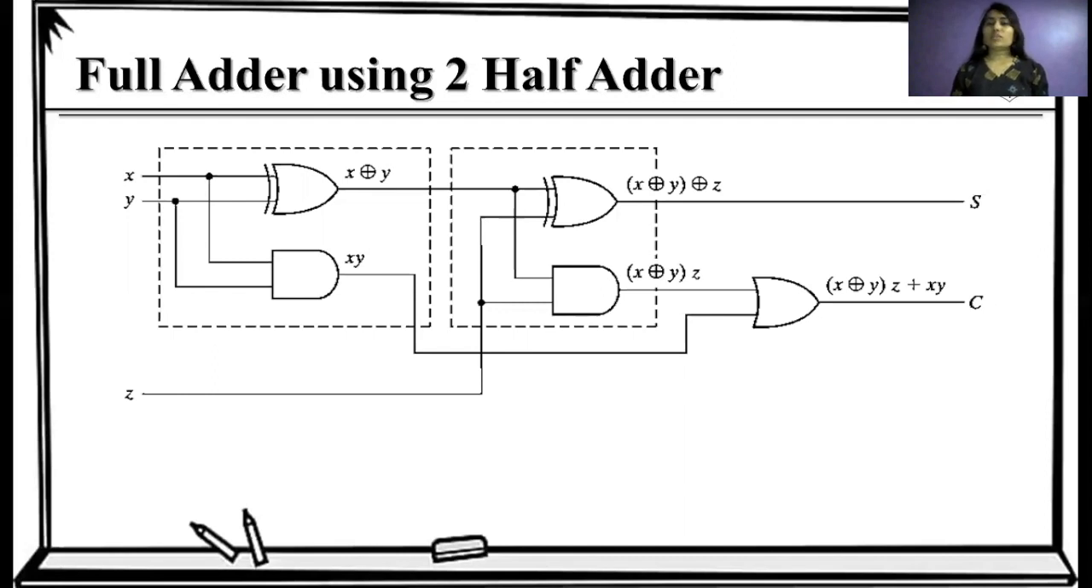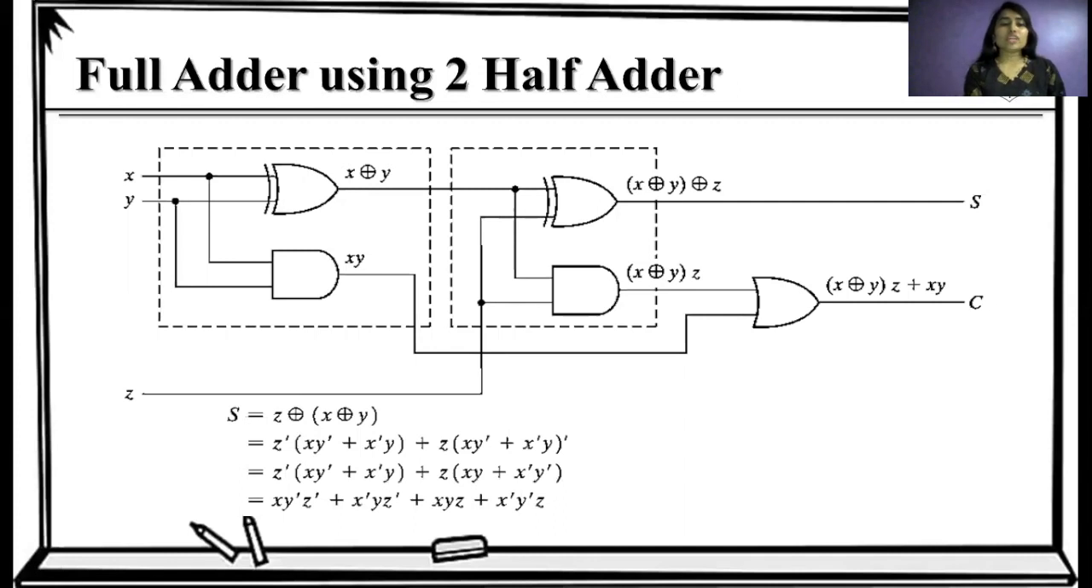Now here we implement this full adder using two half adders. So for sum, we have two terms, and here we use two XOR circuits. But for carry, we have to use this AND gate. So how can we implement this? Here we have an equation for S. S is equal to Z XOR X XOR Y. So basically this is the equation which is derived from the K-map, and we have an equation of C which can be written in this manner to implement the full adder using two half adders.